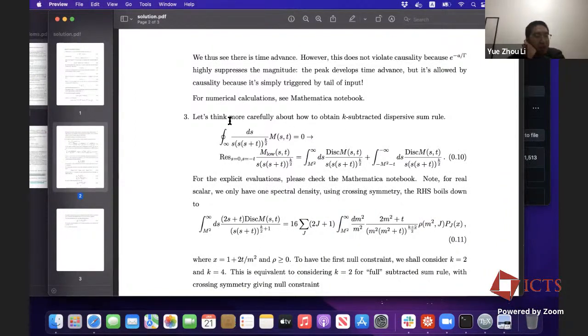We start with this equation, assuming of course Regge boundedness of the amplitude at high energy. This equation is valid for k larger than or equal to 2. That means we assume the Regge behavior of the amplitude is mostly like s squared, but it's actually just approximately true.